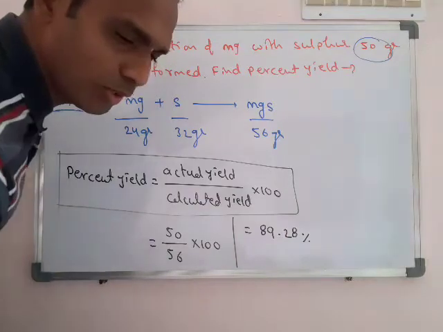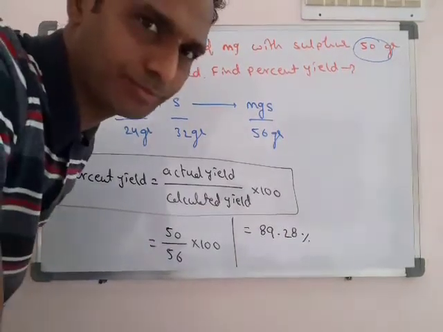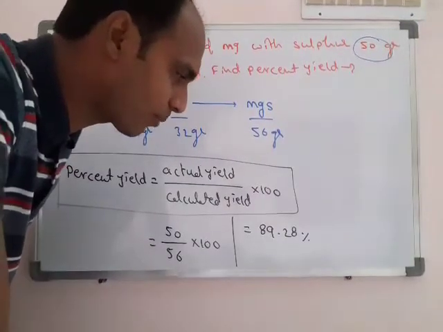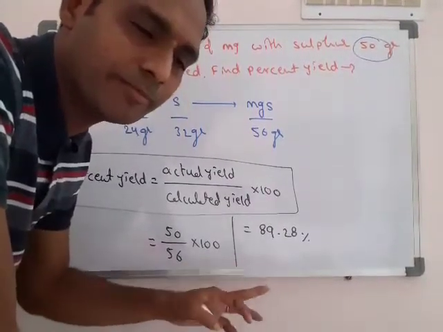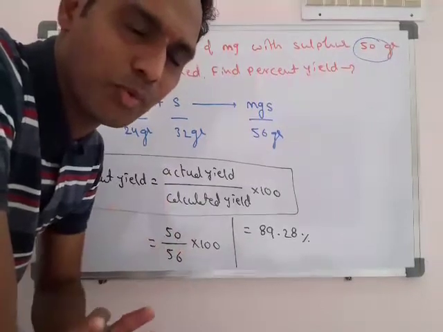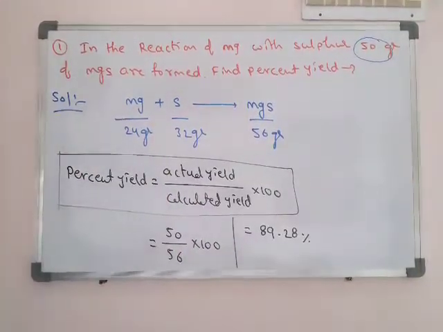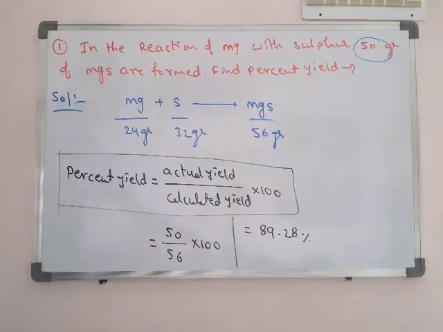It means a good amount of compound is formed. 100% formation is impossible, so 80 to 90, approximately 90% formed. So it is a very good percentage. Okay. Let's see one more problem.